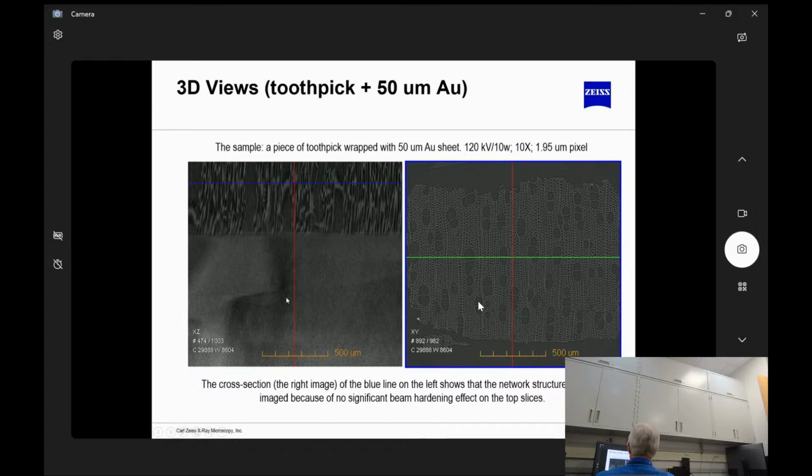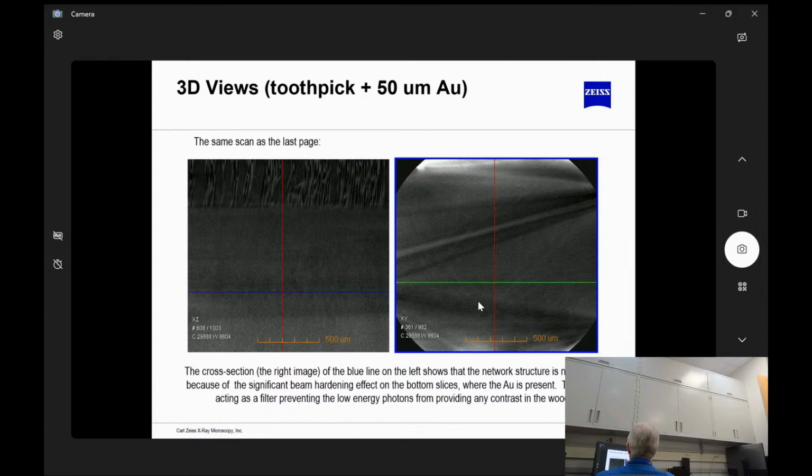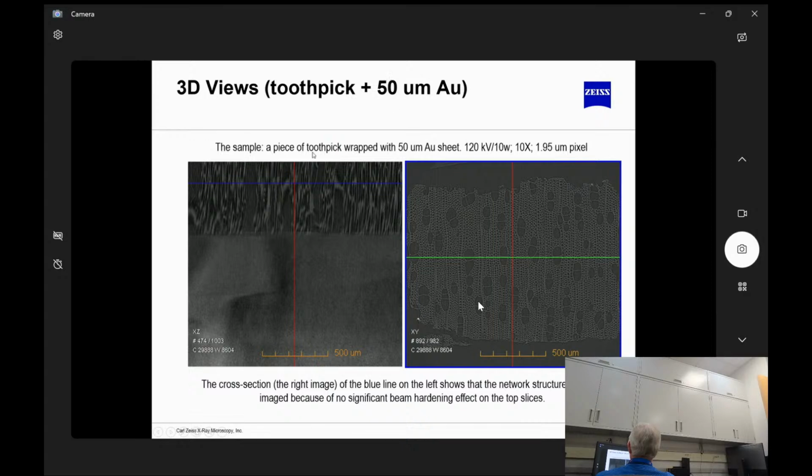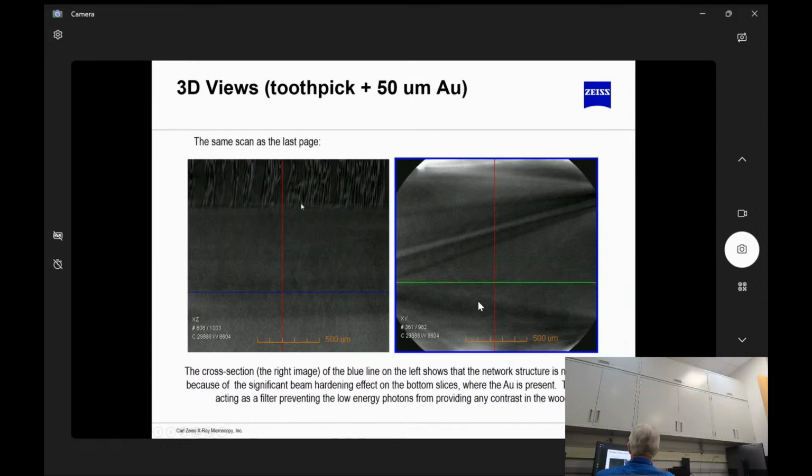Okay, so now we've got a toothpick with 50 microns of gold. Okay, gold leaf around the toothpick. And this is the 2D projection. This is the 3D image at this line. But now at this line, I don't see any of my toothpick, because all I'm seeing is scattering from the overlap of the gold and stuff like that.